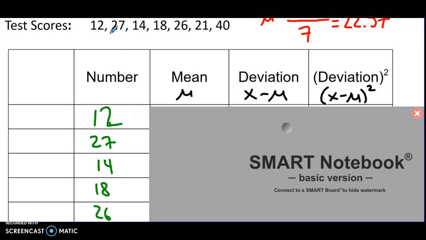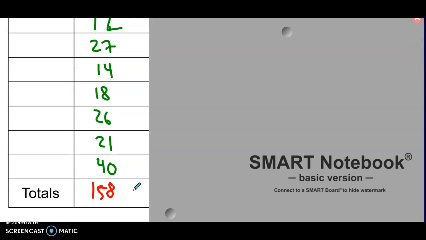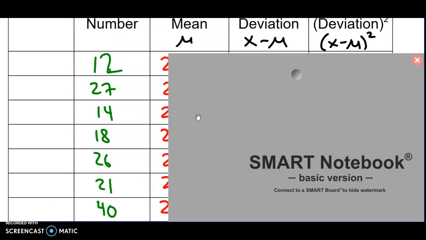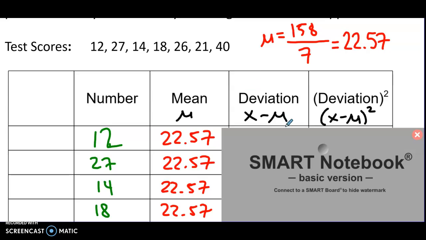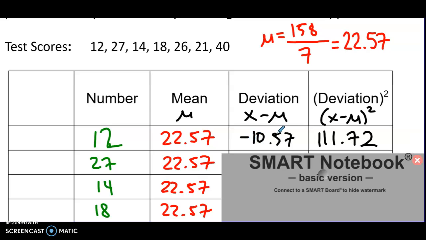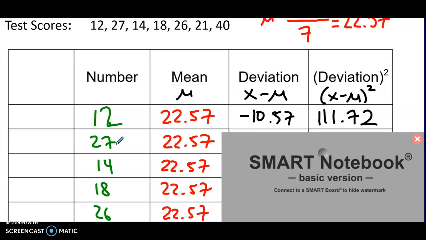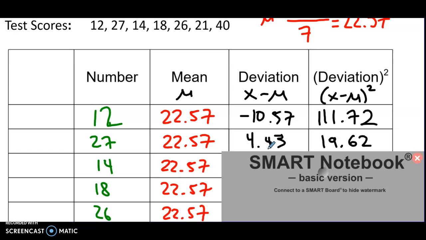So our numbers, just put all of our data sets in here, right? Add them up. And our mean, we know our mean, it's all going to be the same thing, right? All right, now from here, you should be able to calculate the deviation. So 12 subtract 22.57 is going to give us our deviation here. So negative 10.57. And then square this number in your calculator, you should get 111.72. Okay, so let's keep going. 27 subtract 22.57 is 4.43. Square that, get 19.62.